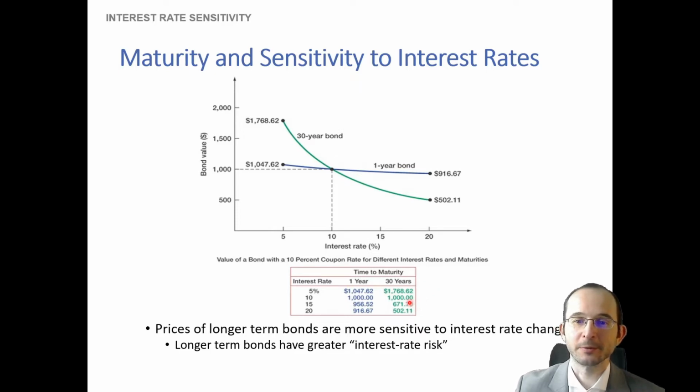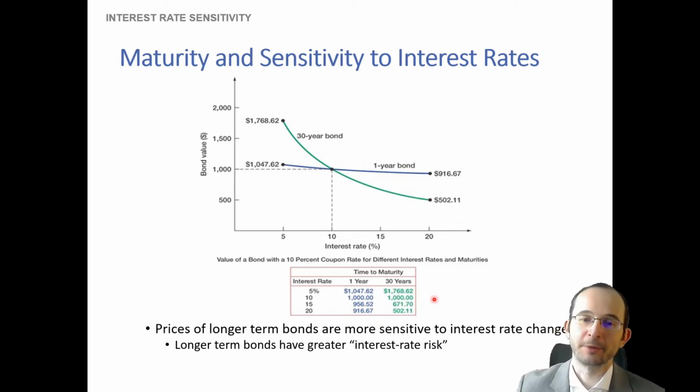If we discount 30 years of coupons at this higher 15% rate, and add to that one-time repayment of principal in 30 years' time, and you should do this math just to verify the numbers, you should get 671.7, which means that the 30-year bond has fallen by far more, right? By about $330, whereas the 1-year bond has really only fallen by about 44.